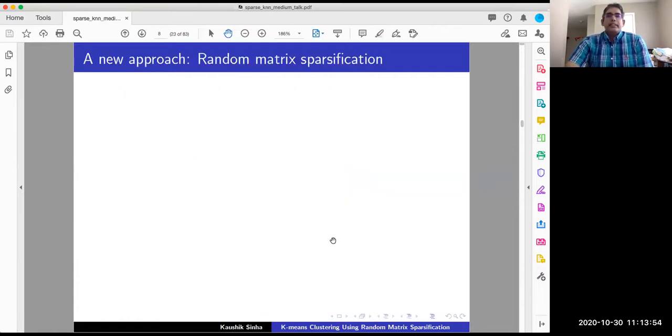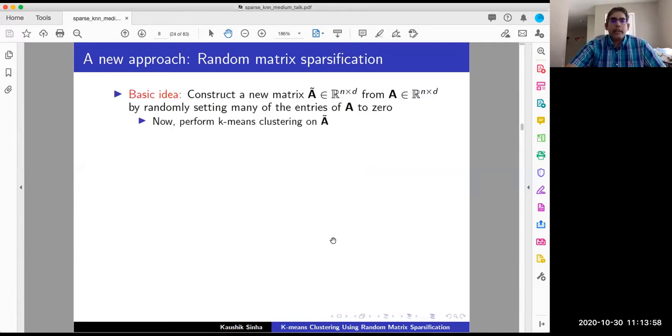So now in this talk, I'll talk about yet another approach, which is called random matrix sparsification. The basic idea is to construct a new matrix, let's call it A tilde, which is of the same size, n times d, same number of rows, same number of columns, but we randomly set many of the entries to 0. Okay, so now we perform the k-means clustering on this new sparsified matrix.